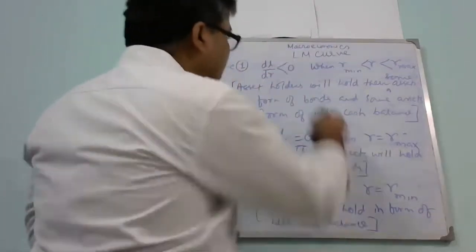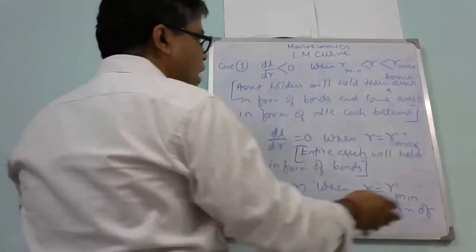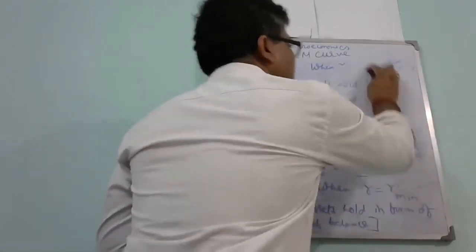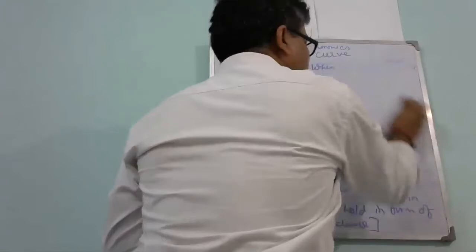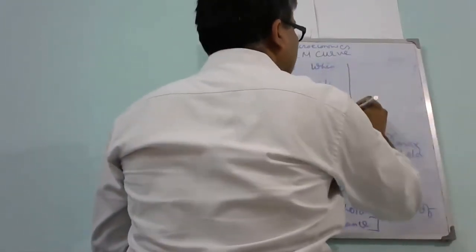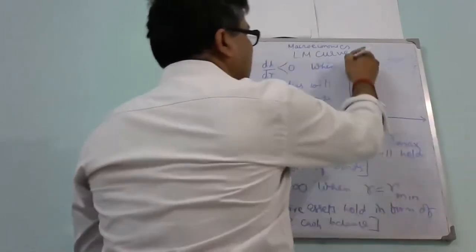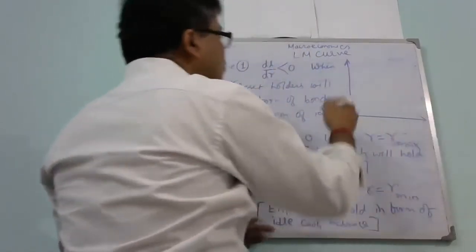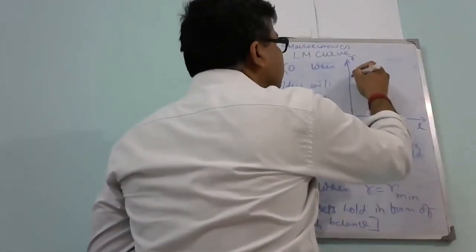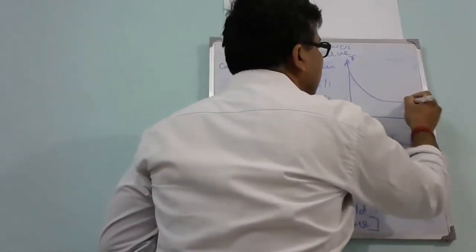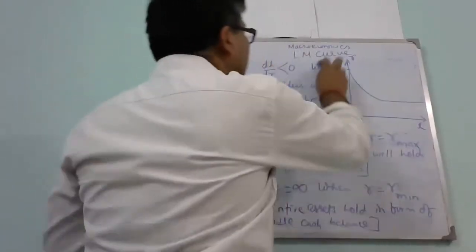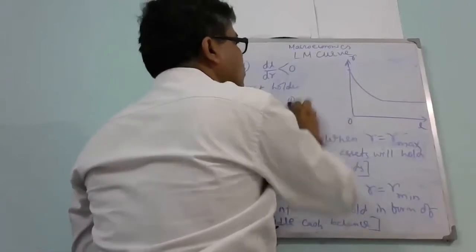Now, if we draw the diagram for these three cases, the diagram will be like this. We draw the diagram here. Here we are considering the rate of interest, and here the speculative demand for money. It is like this. This situation is called r equal to r max.